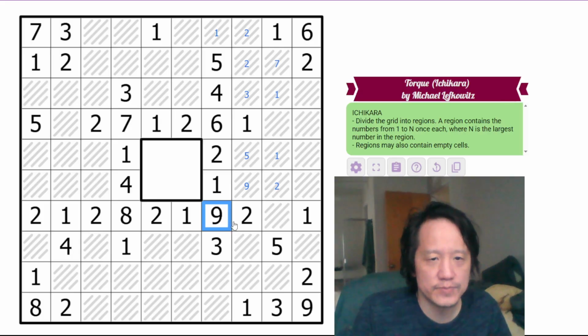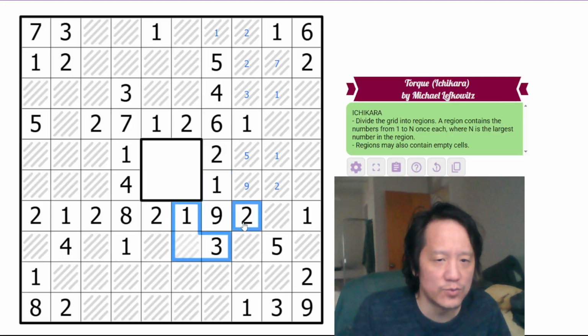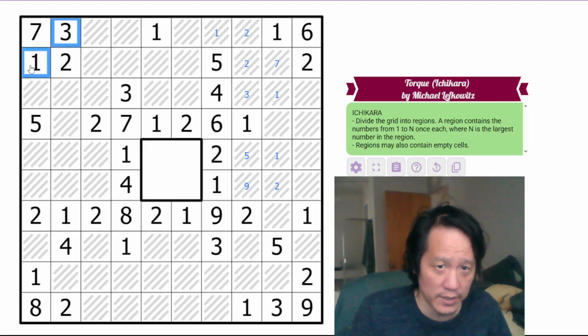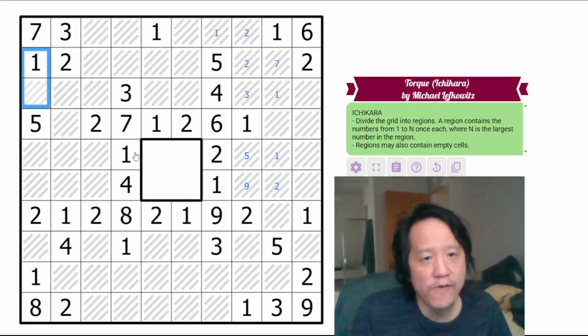Okay. This 9 is surrounded by 1, 2, and 3. So you have to go through a 1, 2, or 3 to get to the rest of the puzzle. This 8 is surrounded by 1, 2, and 4. So to get through this 8, we need to get through 1, 2, or 4. The 7 here is surrounded by 1, 2, or 3. This 7 is also surrounded by 1 and 3, specifically to get out.